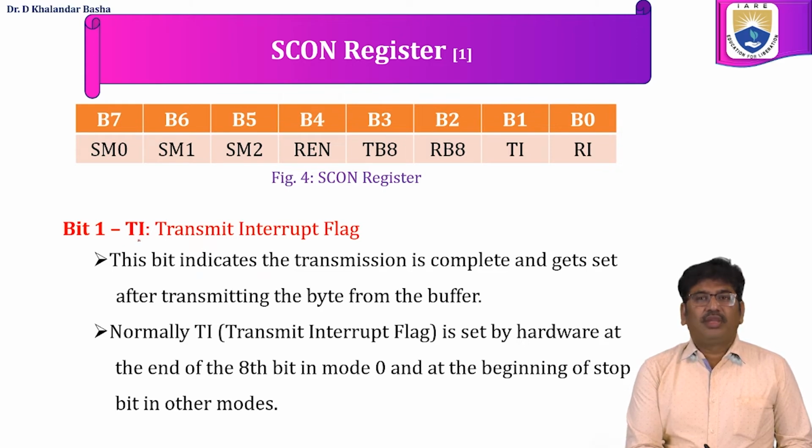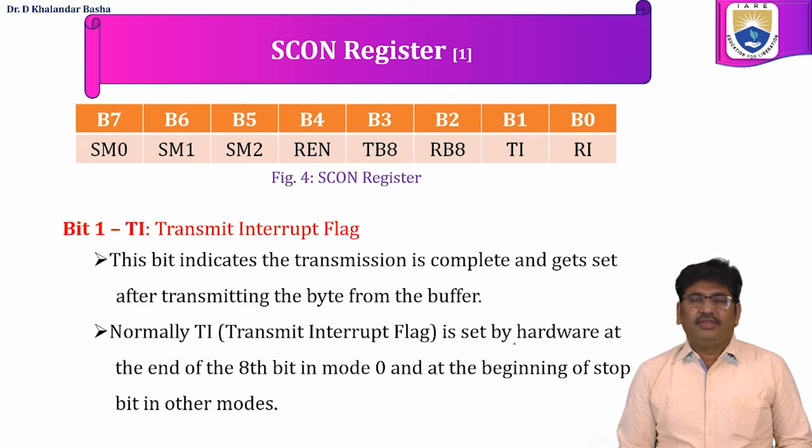Bit 1, which is TI, the transmit interrupt flag. This bit indicates the transmission is completed and gets set after transmitting the byte from the buffer. Normally, the transmit interrupt flag is set by hardware at the end of the 8th bit in mode 0 and at the beginning of the stop bit in other modes.